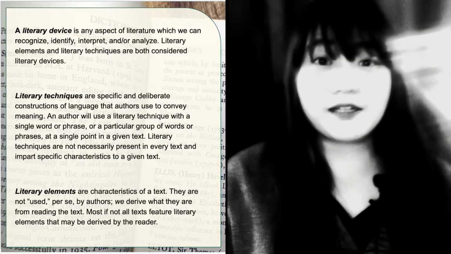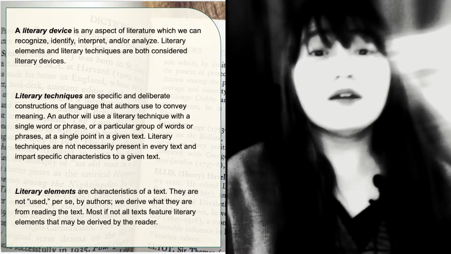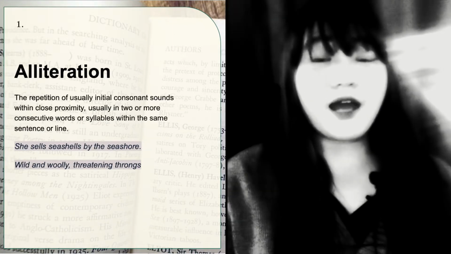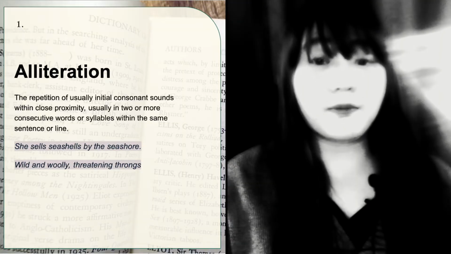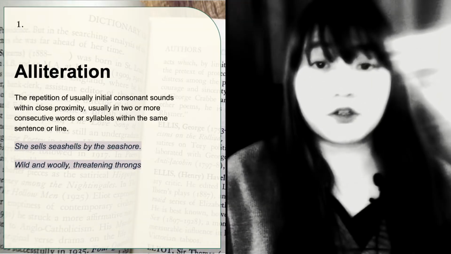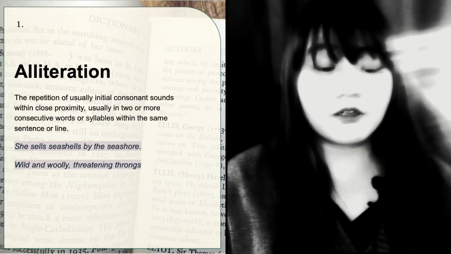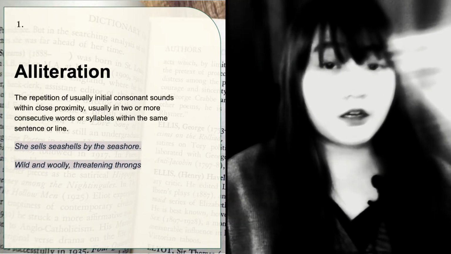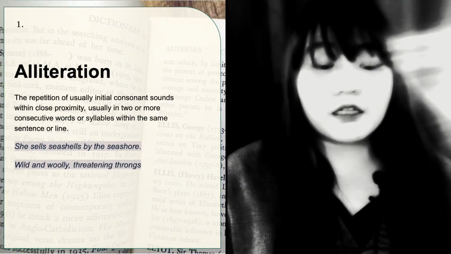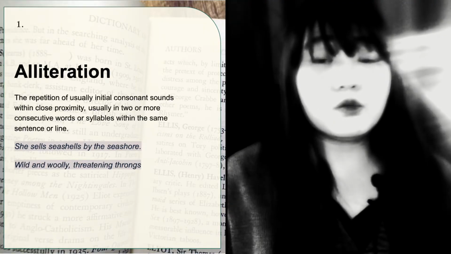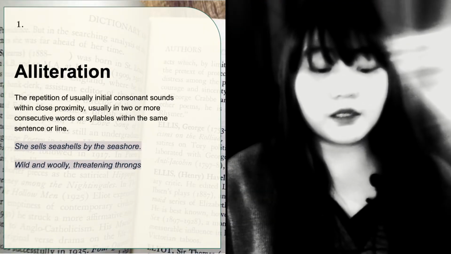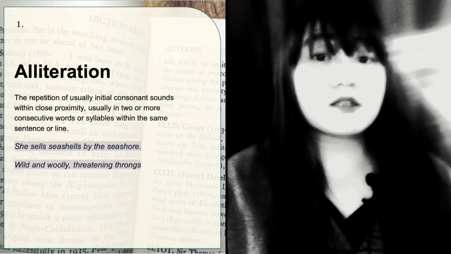Now let's look at these literary devices in more depth and detail. First off, we have alliteration, which a lot of you have probably heard of and have learned about. What is alliteration? Alliteration is the repetition of usually initial consonant sounds within close proximity, usually in two or more consecutive words or syllables within the same sentence or line.